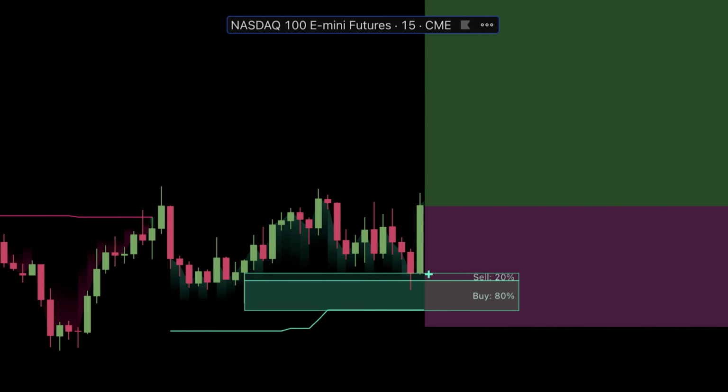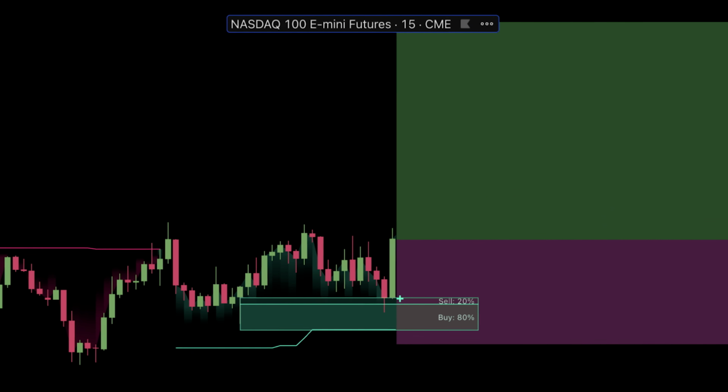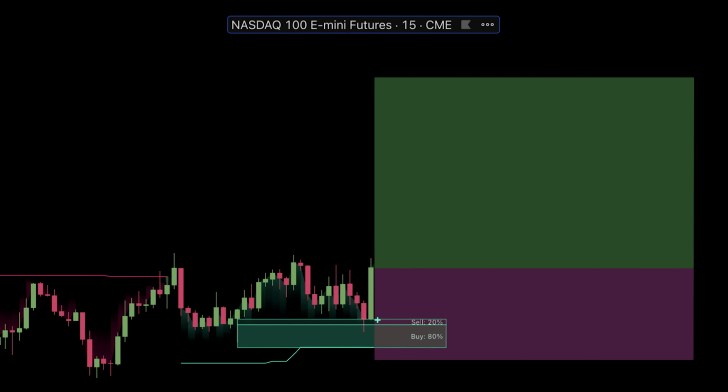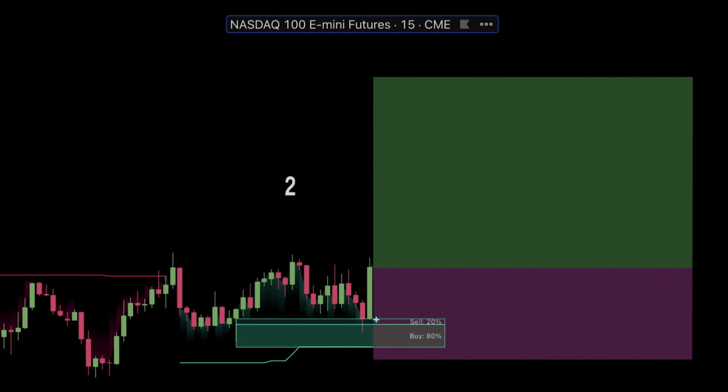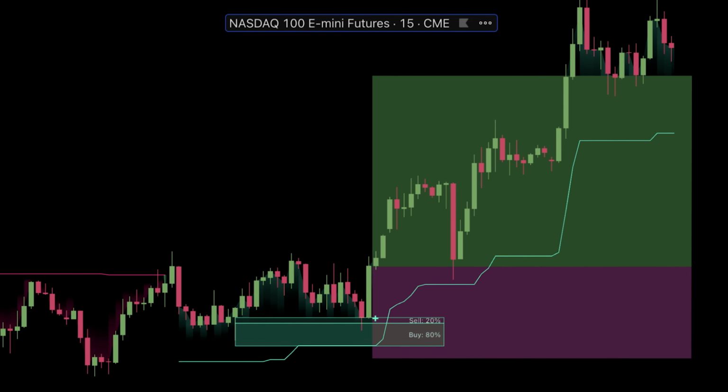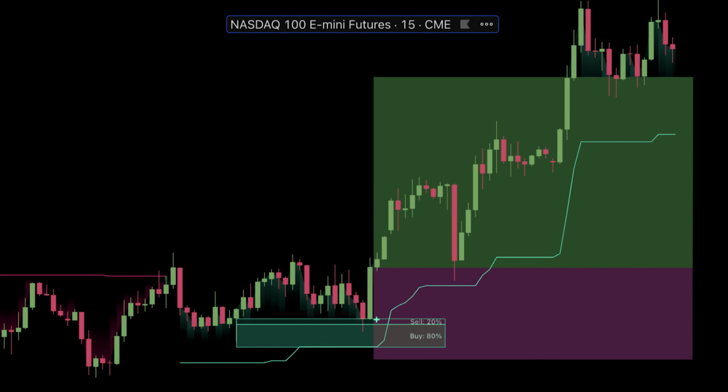Stop loss goes just under the bottom of the zone itself, not further down under the whole prior swing, because if price trades through the zone that formed the signal, the idea is already invalidated. Target's set at roughly a 2-to-1, using the height of the zone itself as your unit of risk, so you're looking for a move at least twice the size of that stop distance.